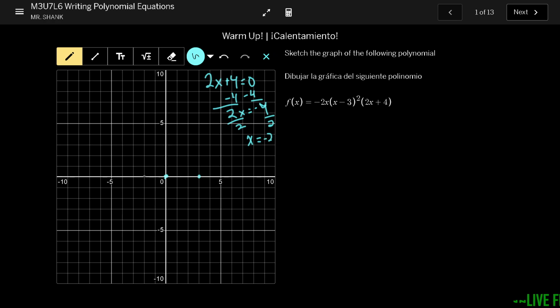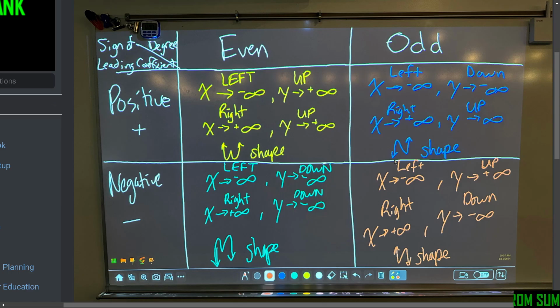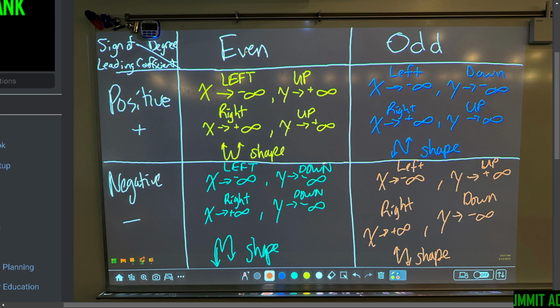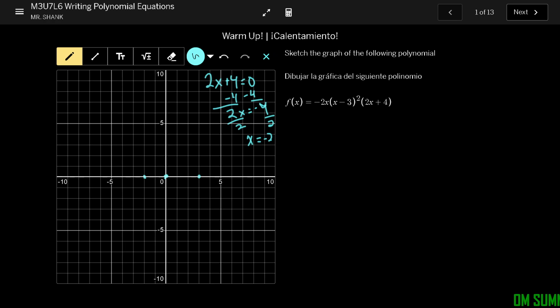All right, so I can calculate these pieces on the side, but let me also pull up my end behavior table. Here's my end behavior table. Again, we have a leading coefficient. Let me check what our degree is. We have a negative leading coefficient because we have that negative 2 in the front. And I have 1, 2, 3, 4 x's, so my degree is even. I have an even degree and a negative leading coefficient, so I should have an M shape. So when I'm sketching this out, I know what I need to do.